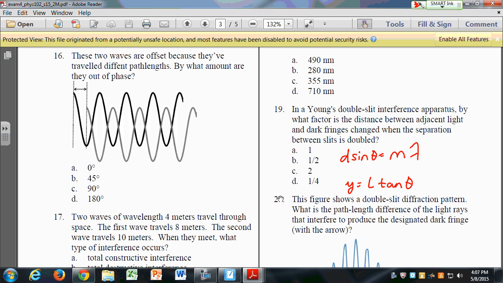So here, if I double the separation between the slits, that means I get half here for sine theta. If I have that sine theta, I also have this tan theta. And if I have that, I have the y. So B is the right answer. The distance between the slits gets smaller. All right? What else?